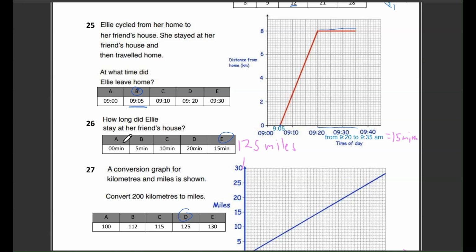Our options are A, 0 minutes, B, 5 minutes, C, 10 minutes, D, 20 minutes, and E, 15 minutes. The correct answer is E, which is 15 minutes. We can see in the graph there is a flat line that indicates the period that Ellie has paused for. If we look at how long that pause is, we find that it lasts 15 minutes.